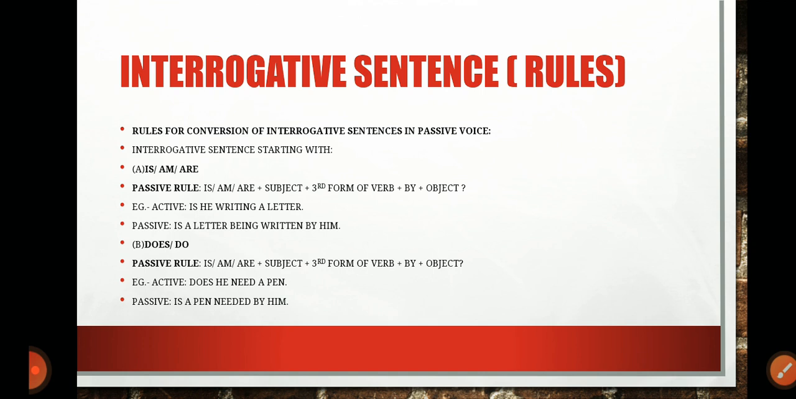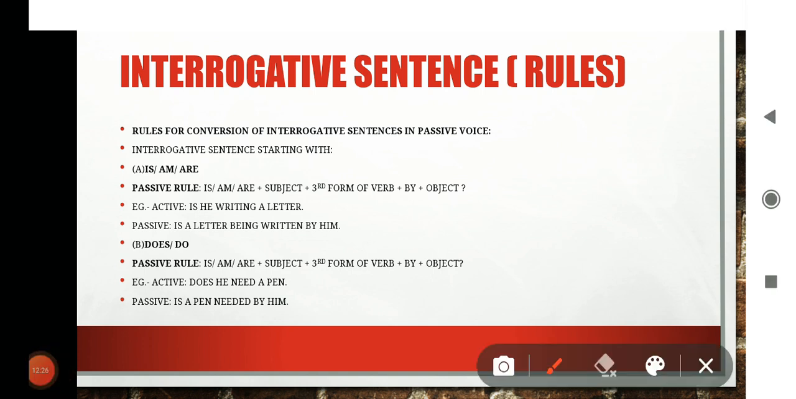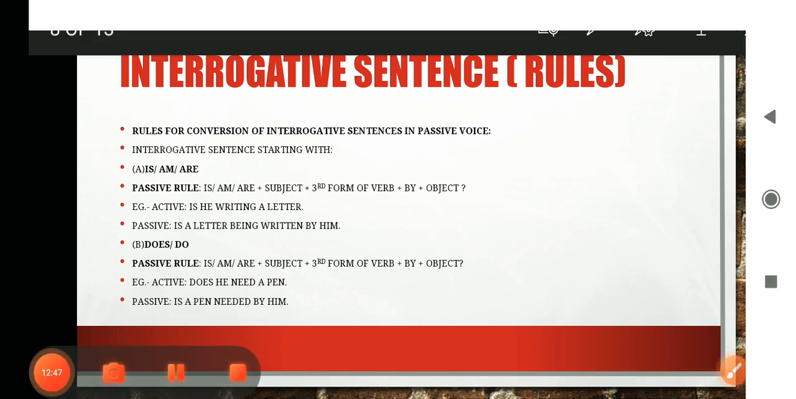Okay, now let us see about do and does. If we see do and does, the passive rule is auxiliary verb plus subject plus third form of verb plus by plus object. So how will we frame the sentence? In the active voice, does he need a pen? क्या उसे एक पेन की ज़रूरत है? Then in passive voice, is a pen needed by him? Can you see the difference here? While converting the active sentence into a passive sentence, the auxiliary verb is coming first, after that the object is coming, and at last the subject is coming after the preposition by. So let us move forward and see what the others are.